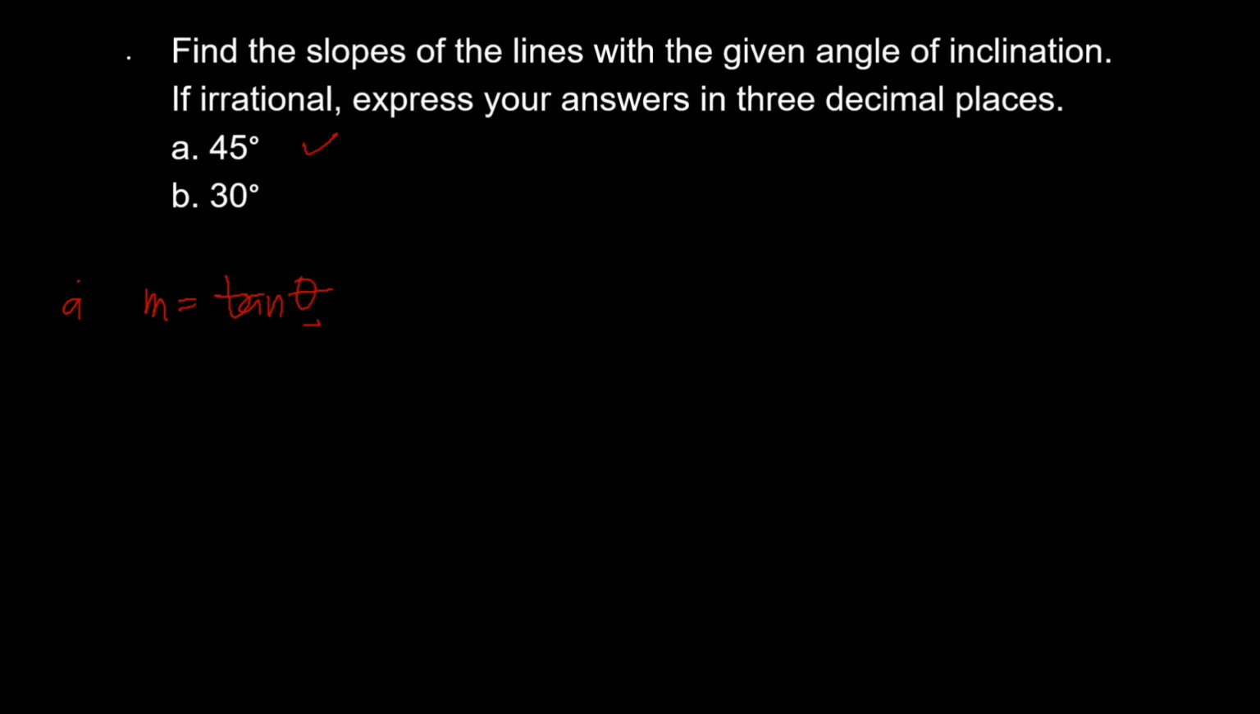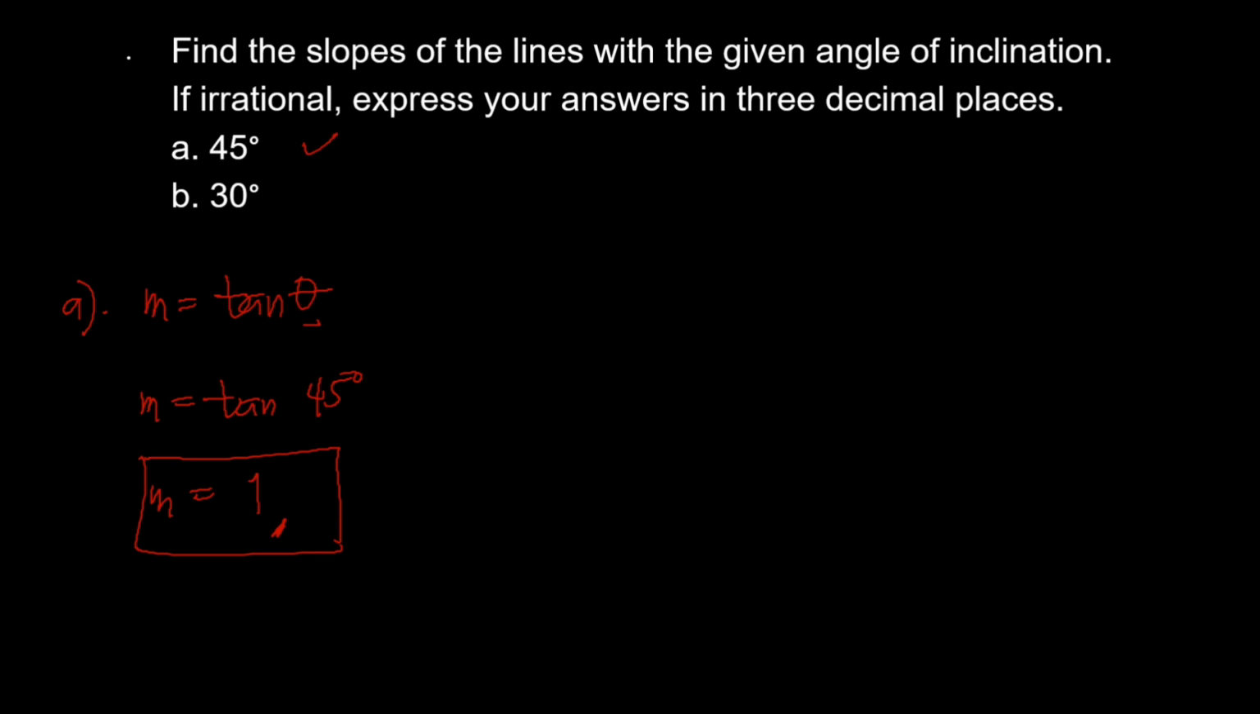So, for A, m is equal to tan 45 degrees. Tan 45 degrees, kunin nyo lang yung calculator nyo. You can use your calculator. Just press tan and then 45. So, tan 45 is equal to 1. So, if the inclination of a line is 45, the slope of a line is equal to 1.